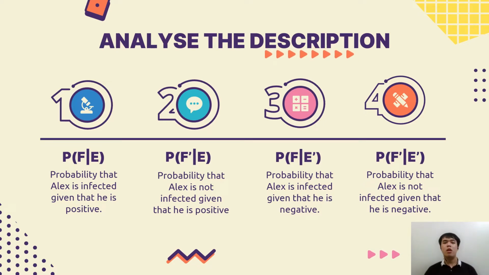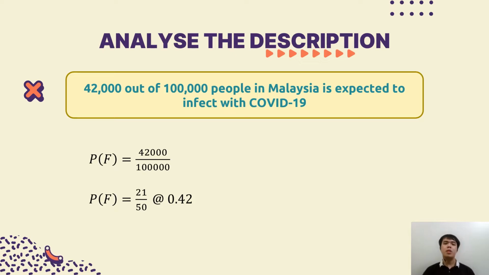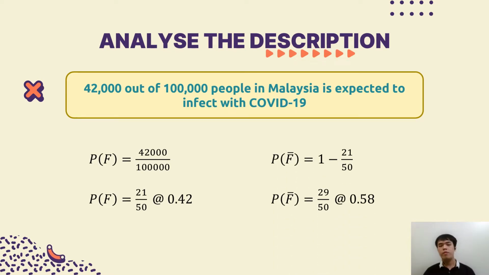The second one will be the probability of Alex being not infected given that he is positive. The third one will be the probability of Alex being infected given that he is negative. And lastly is the probability of Alex being not infected given that he is negative. So just now, one of the important pieces of information provided is that 42,000 out of 100,000 people in Malaysia are expected to be infected with COVID-19. Hence, the probability of someone being infected with COVID-19 is equal to 21/50 or 0.42. The probability of someone not being infected can be calculated by subtracting the probability of someone infected from 1, and finally we get 0.58.